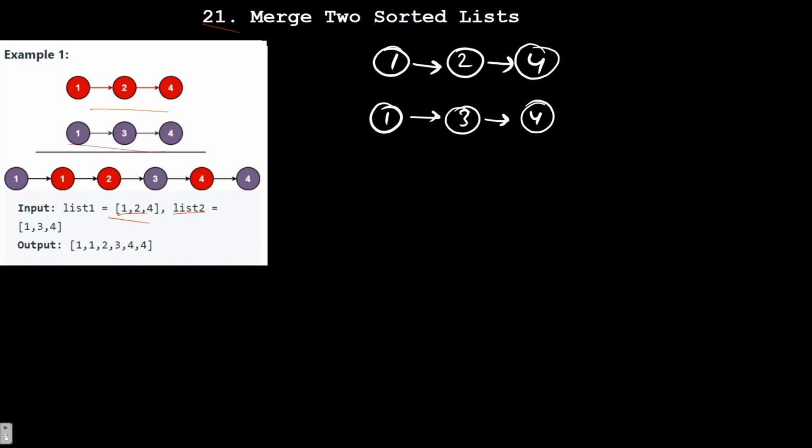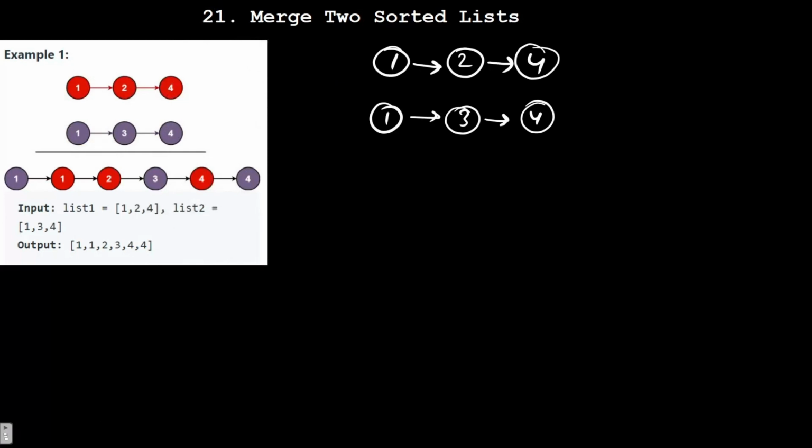And we have to merge these two sorted linked lists and make a linked list which should also be sorted. If you merge these two, you can see that the resultant linked list is also sorted. You can't merge it like 1 2 4 1 3 4. You can't just append 1 3 4 at the end. We have to make sure that while merging, our resultant linked list should also be sorted.